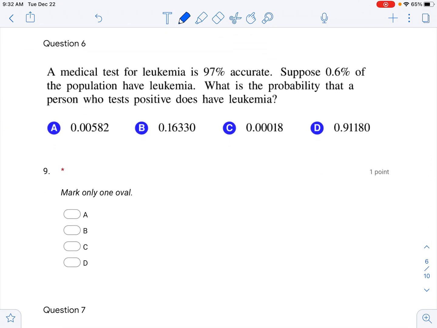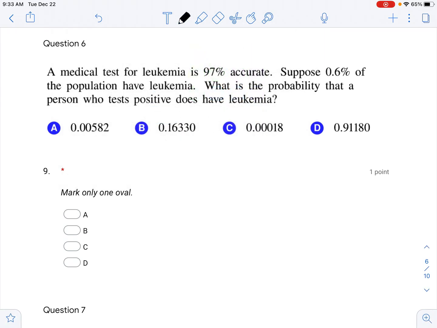Okay, number 6, perhaps one of the toughest mathematically speaking. This is Bayes' theorem. A medical test for leukemia is 97% accurate. That means that true positives are 97% accurate. False positives happen 3% of the time. On the flip side, true negatives will show up 97% of the time, and false negatives will show up 3% of the time. Suppose that 0.6% of the population have leukemia. What is the probability that a person who tests positive does have leukemia?